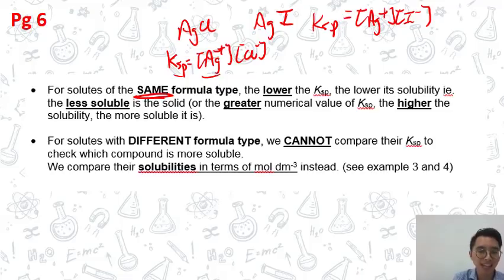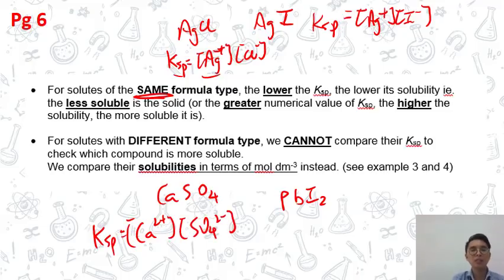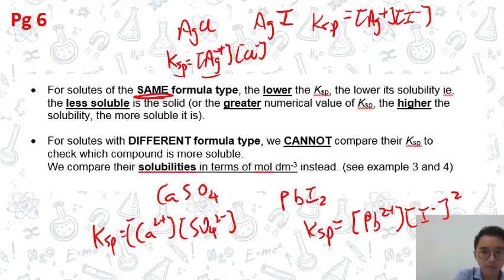But if it's a different formula type, as in example 3 and 4, which is what we just did, like calcium sulfate versus lead 2 iodide, PbI2, the formula type is different. So we cannot compare KSP, because KSP of this is Ca2+ multiplied by SO4 2 minus, while KSP of this is Pb2+ and I minus squared. So different formula types. In order to tell which one is more soluble, you need to calculate the solubility to compare. But for the same formula type, we can look at the KSP.